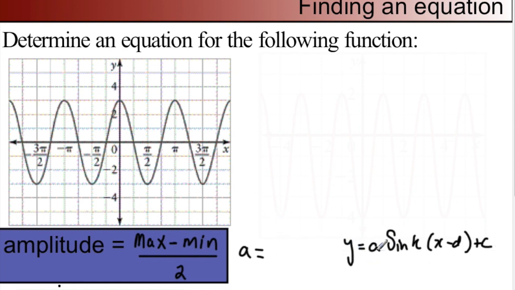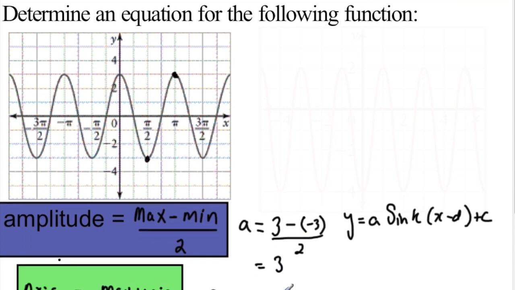So the A is going to be calculated this way. I'm going to take the maximum. So the maximum is here, which has a value of 3. Okay, so the maximum is always the y value. So it's the maximum, which is 3, and I'm going to subtract the minimum. Minimum's down here. It looks like it's negative 3. So I'll subtract negative 3. I'll divide that by 2. 3 subtract negative 3 is 6, divided by 2 is 3. So our A in our equation is 3.